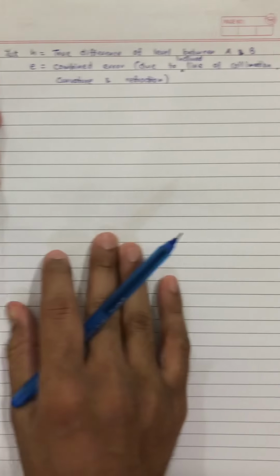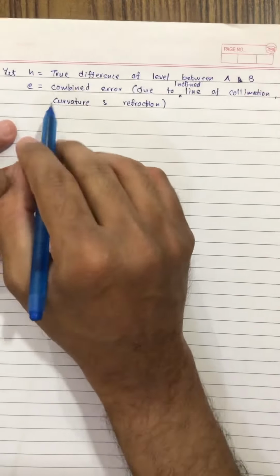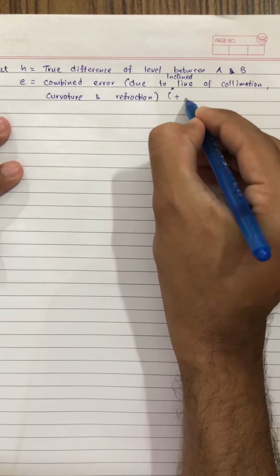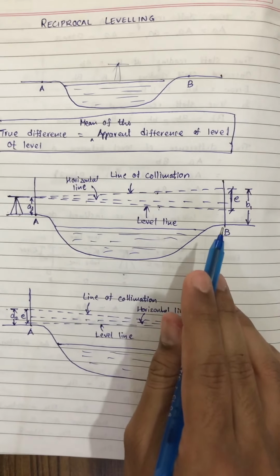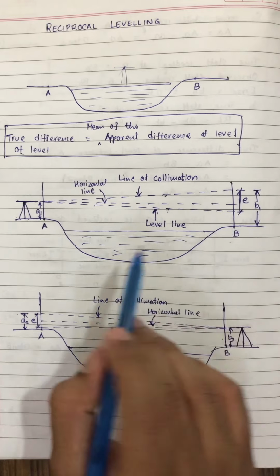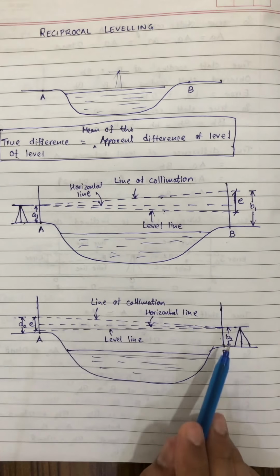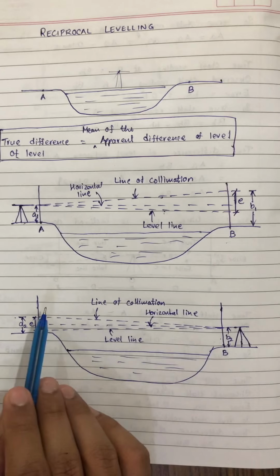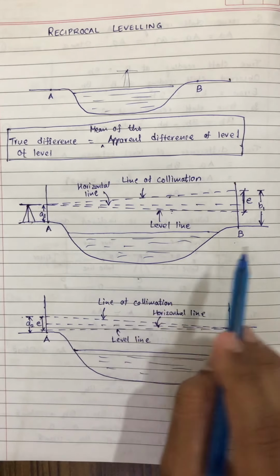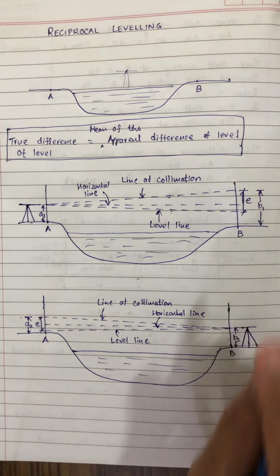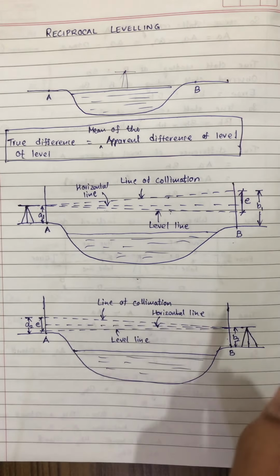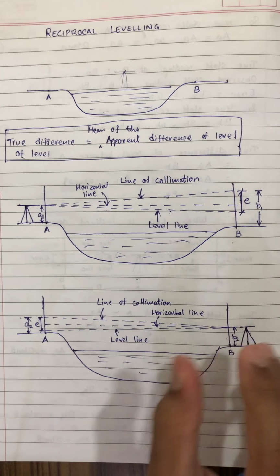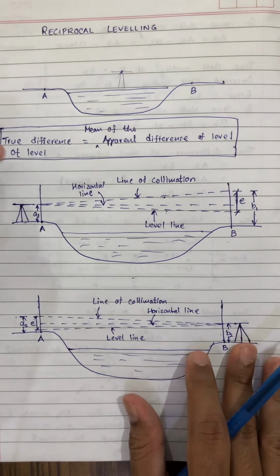Okay, now here in this case, this error might be positive or negative, but here the error is assumed to be positive as the line of collimation is inclined upwards. See, you can see the line of collimation, we are assuming that it is inclined upwards, hence the error is assumed to be positive. In case the line of collimation is inclined downwards, then we would have assumed the error as negative. Okay, that we will see.